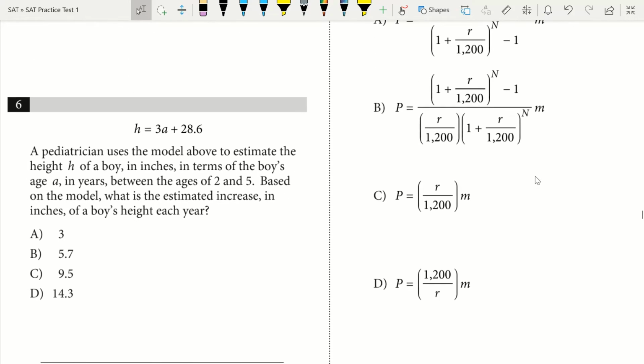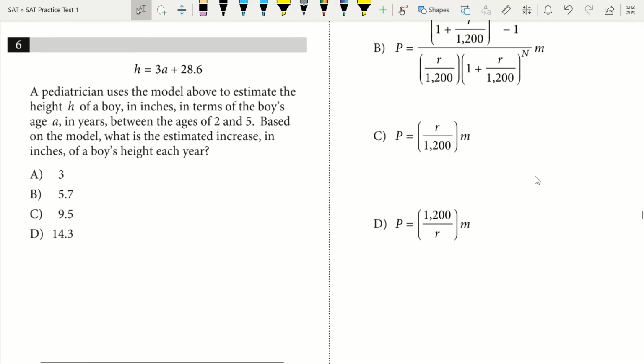Question 6. A pediatrician uses the model above to estimate the height of a boy in inches in terms of the boy's age A in years between the ages 2 and 5. Based on the model, what's the estimated increase in inches of the boy's height each year? Well, if his age goes up 1, that means that he aged 1 year, and his height went up by 3 inches, so our answer is going to be A.